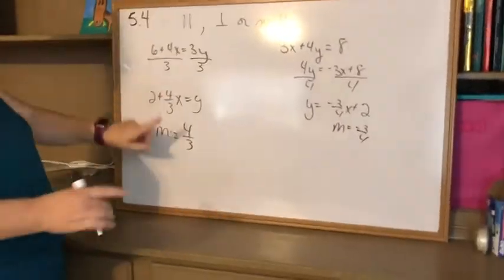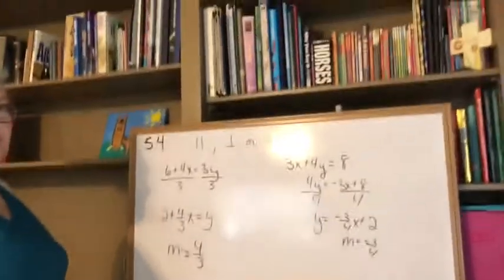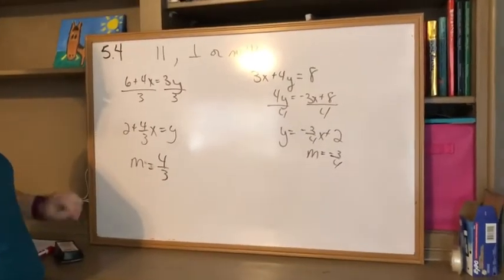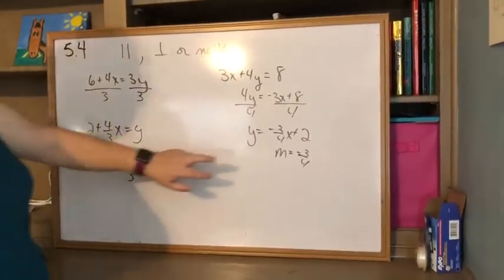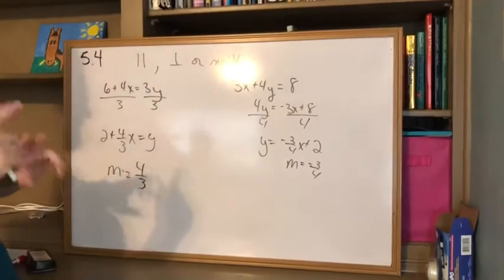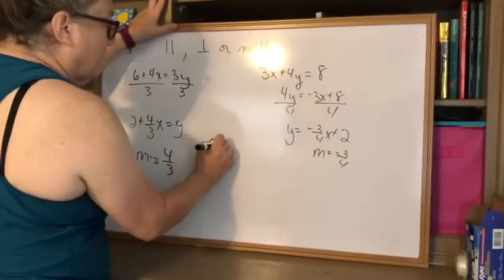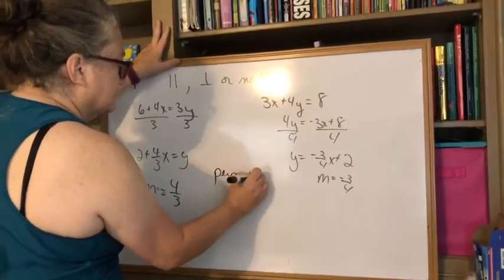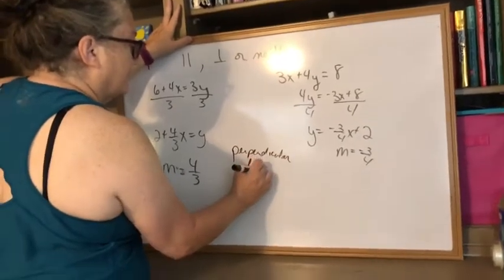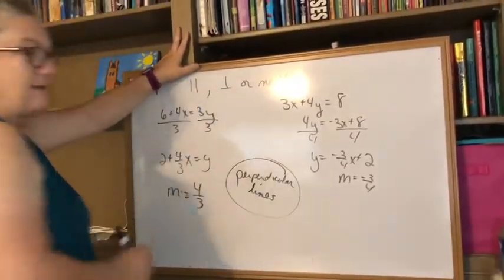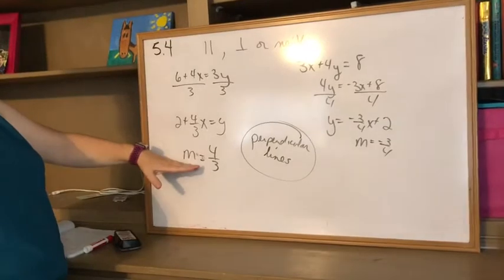Okay. So they're opposite signs, so we know they're not going to be parallel. So they might be perpendicular. This one's 4/3. This one's negative 3/4. They are negative reciprocals, so they are perpendicular lines. Okay? So I can see that here's my slope.